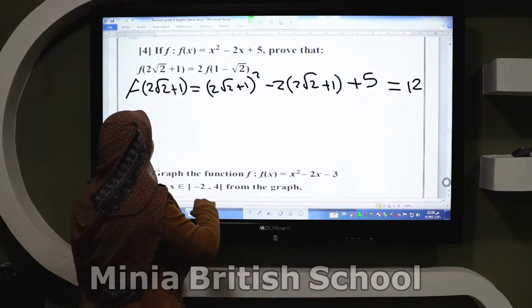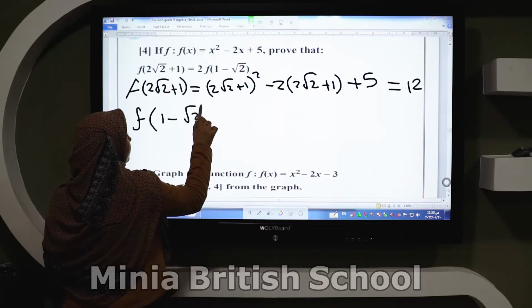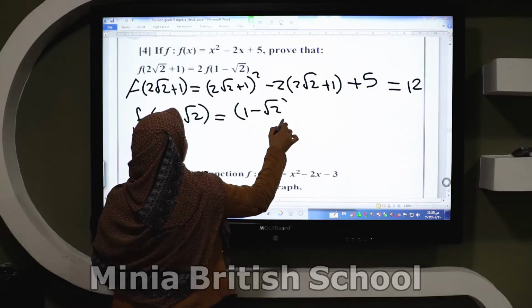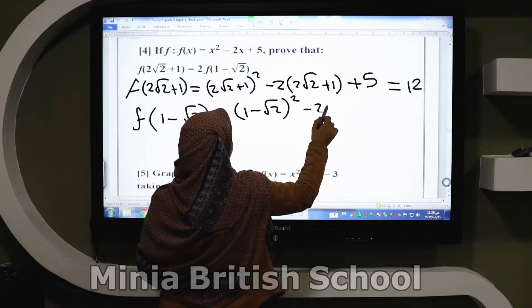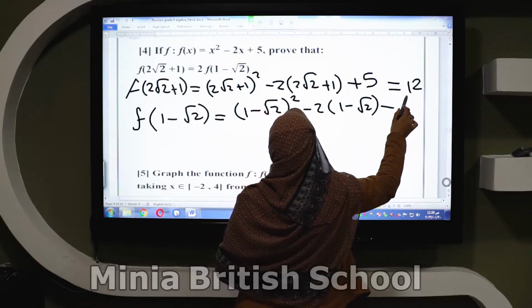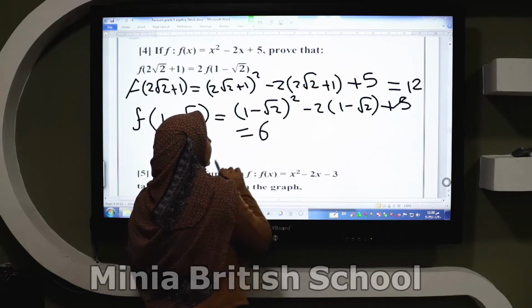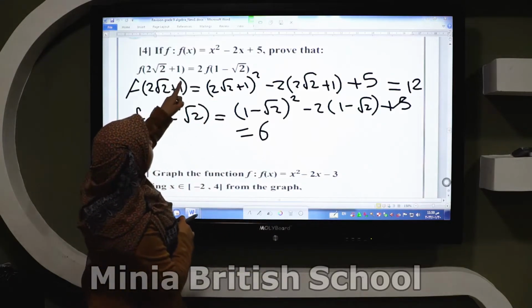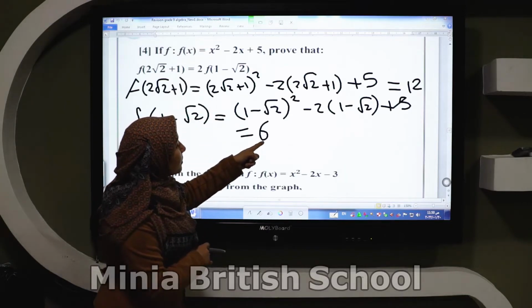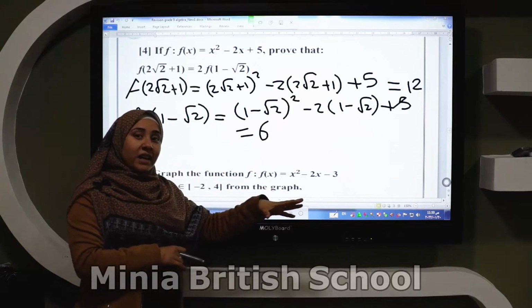Then f(1 minus root 2) equals (1 minus root 2) power 2 minus 2 times (1 minus root 2) plus 5. The answer equals 6. Here I need to multiply it by 2. 2 times 6 equals 12. Then the left hand side equals the right hand side.